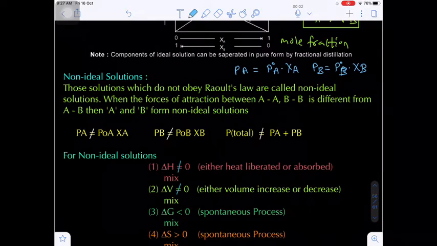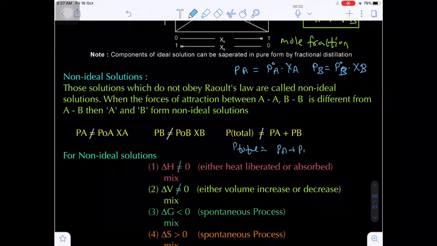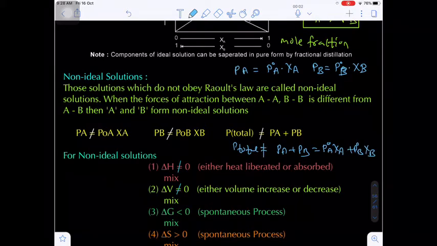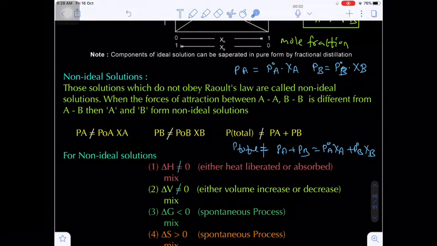Now, the non-ideal solutions, what is the definition? Those which do not follow Raoult's law. That means the Pa value is not equal to P naught A XA and the Pb value is not equal to P naught B XB. So what is the actual P total from Raoult's law? That will be equal to Pa plus Pb, nothing but P naught A into XA plus P naught B into XB. Now if they do not follow Raoult's law, the P total will not be equal to Pa plus Pb. Such solutions are known as non-ideal solutions.